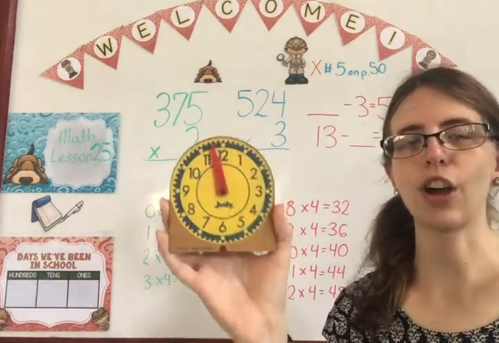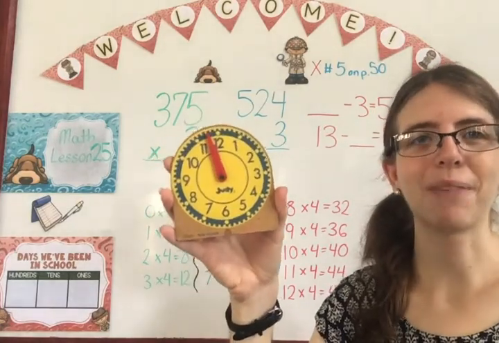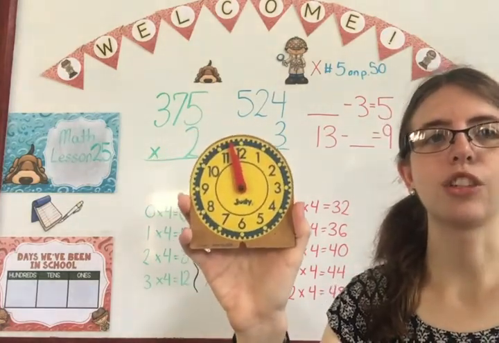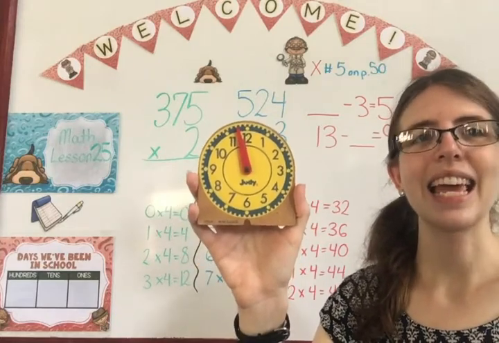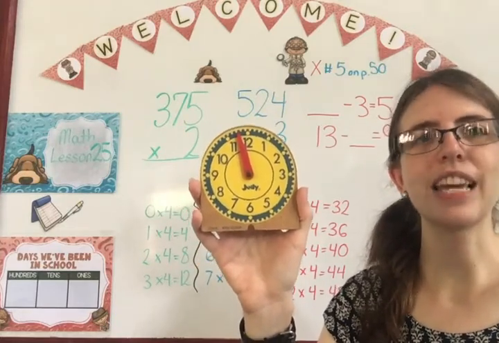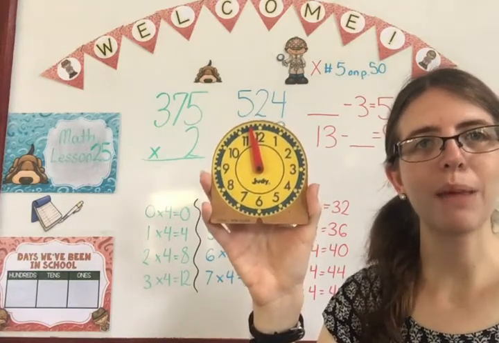hands need to go. And hopefully my clock will behave better this time. Okay, so I want to set my clock to 11:35. 11:35. So let's start with my minute hand. Where should my minute hand go?